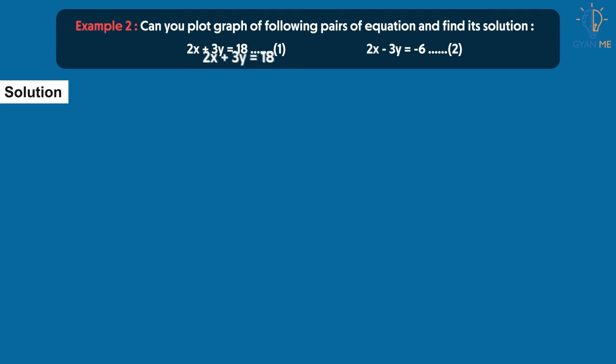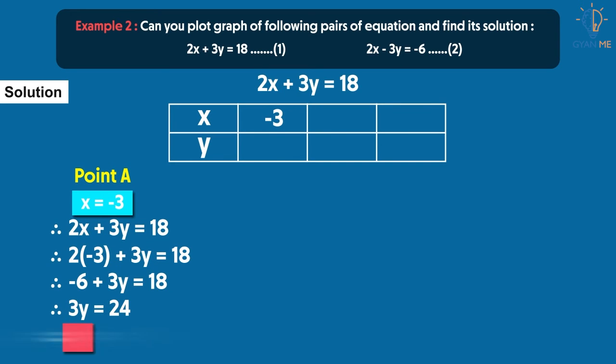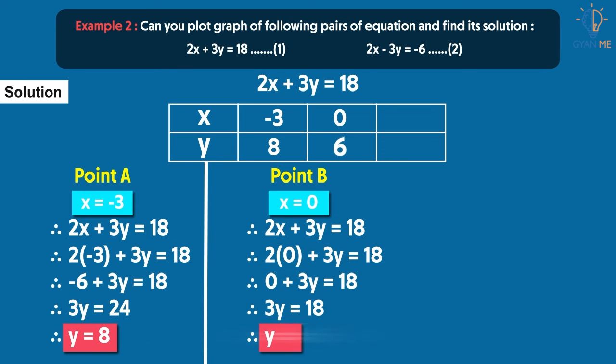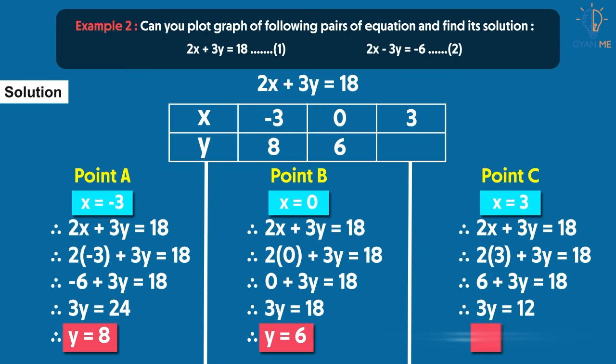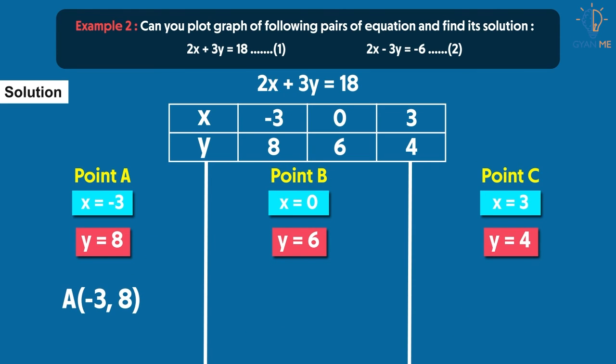So take equation 1, 2x plus 3y equal to 18. Assume some values of x and put it in equation and solve for y. We find that on assuming x as minus 3, we get y as 8. On assuming x as 0, we get y as 6. And assuming x as 3, we get y as 4. So we get coordinates of 3 points A, B and C as (minus 3, 8), (0, 6) and (3, 4) respectively.